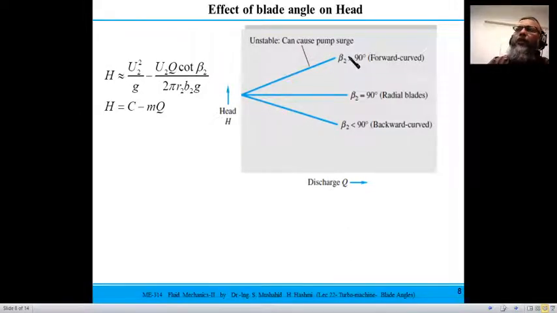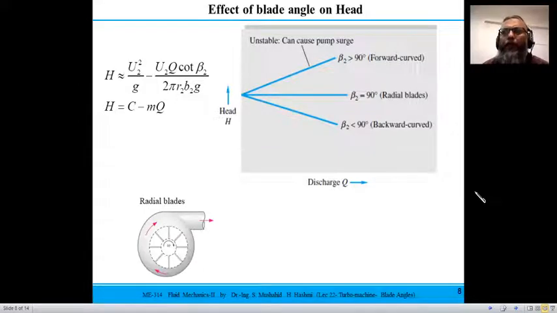And if beta 2 is greater than 90, then in the second quadrant tangent would be negative. So this term would make this minus, and minus would make this slope positive. So you can draw the head versus flow rate for different blade angles.